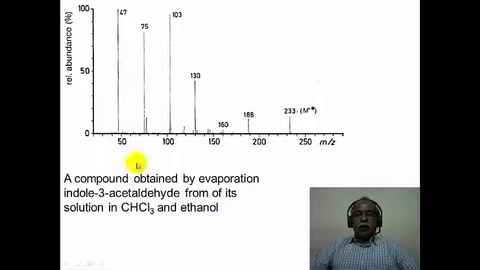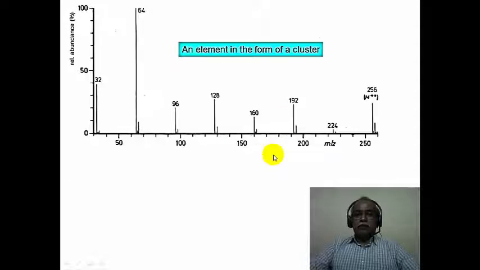It is not the indole-3-acetaldehyde mass spectrum. It is a product that is obtained by evaporating indole-3-acetaldehyde from ethyl alcohol and chloroform. It is the ethyl alcohol that is going to react with the aldehyde. Think of a problem like that and see if we can solve this structure.